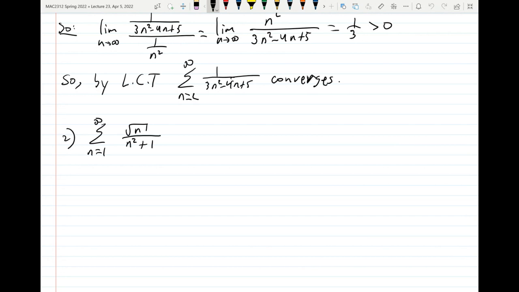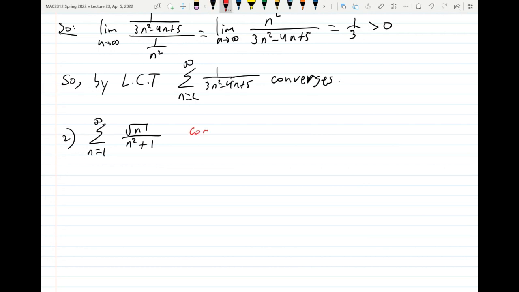This looks like a rational expression. It's not really rational because it's radical, but again, as I mentioned, include the radical in your considerations here. So you should be comparing with a p series. What p series? Well, the p would be the difference of the degrees. The degree of the top is 1/2. This is 2, so 2 minus 1/2 is 3/2, right? Or 1.5.